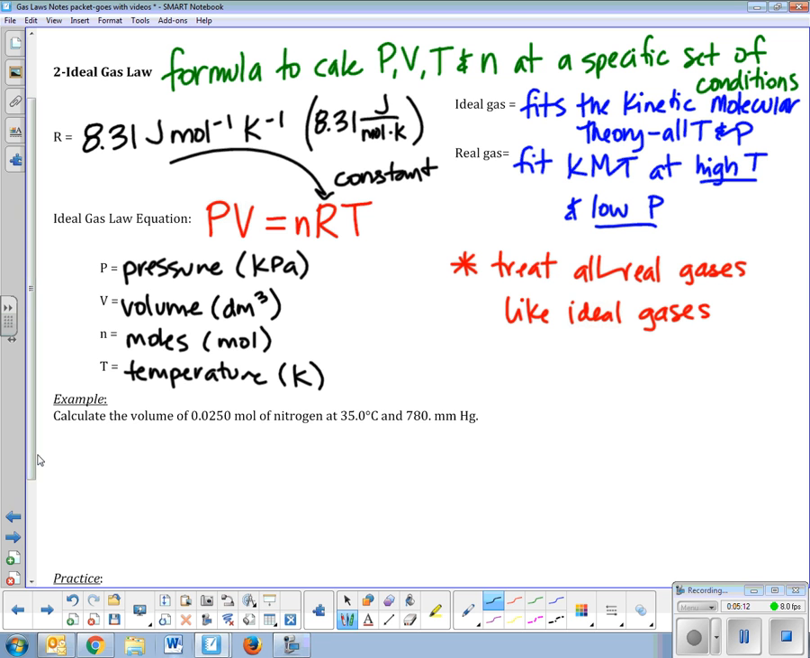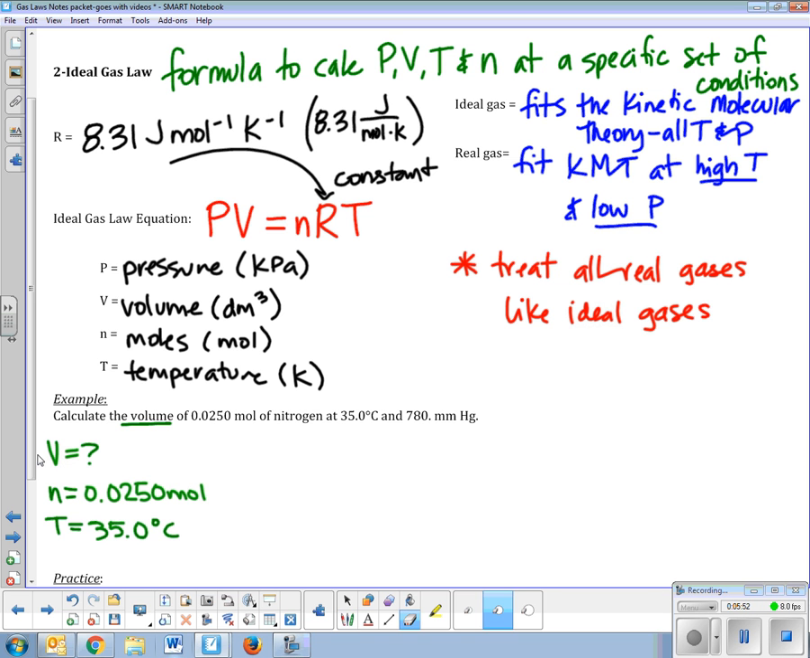So it says calculate the volume of 0.0250 moles of nitrogen at 35 degrees Celsius and 780 millimeters of mercury. So list out your variables. This will help you get started. So calculate the volume. So that means V is my unknown. And my moles, so N equals 0.0250. 35 degrees Celsius, so that's my temperature. Remember to keep all sig digs. And pressure, 780 millimeters of mercury.